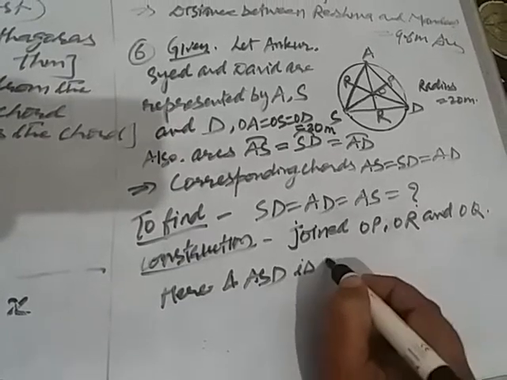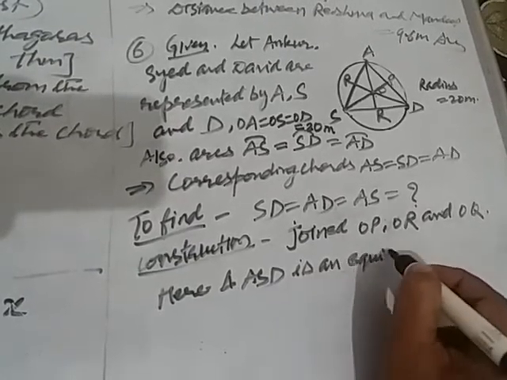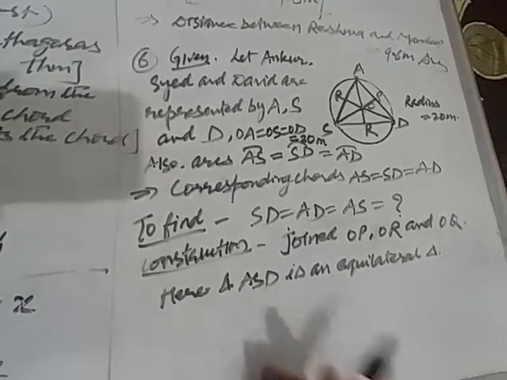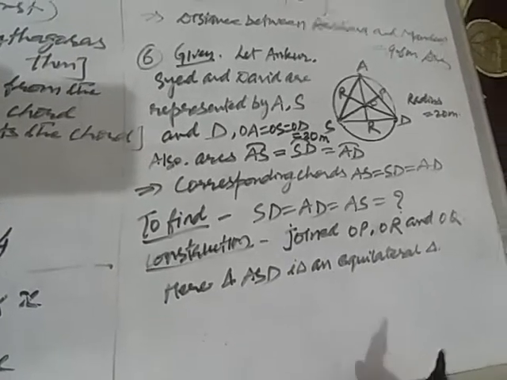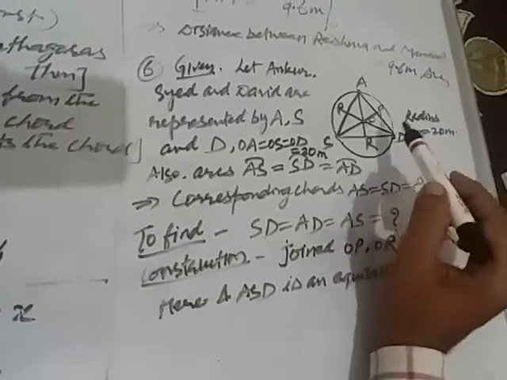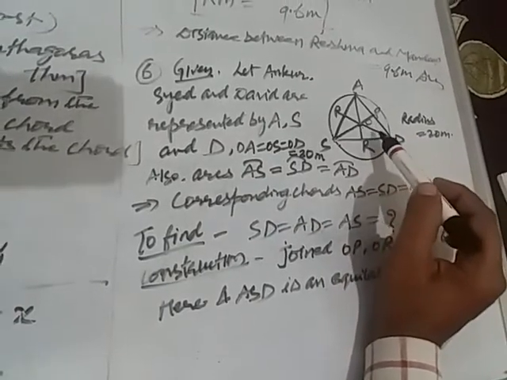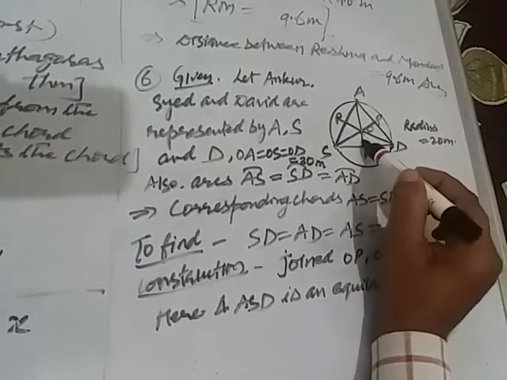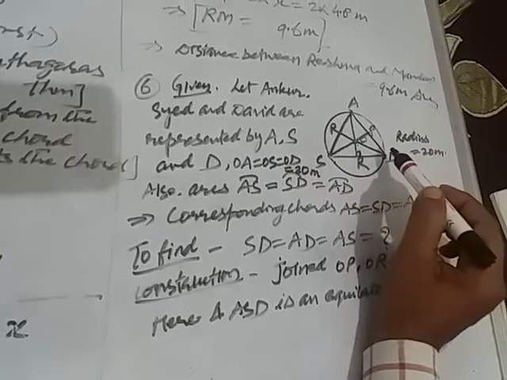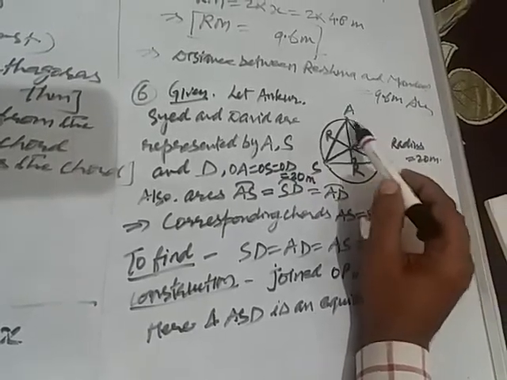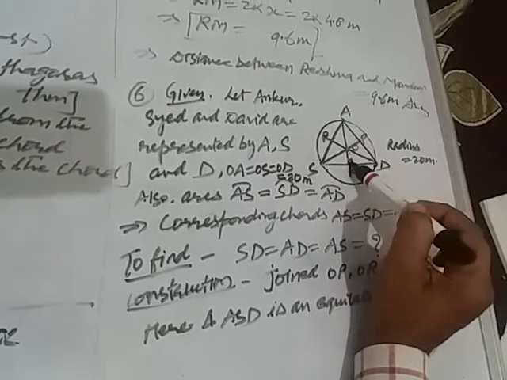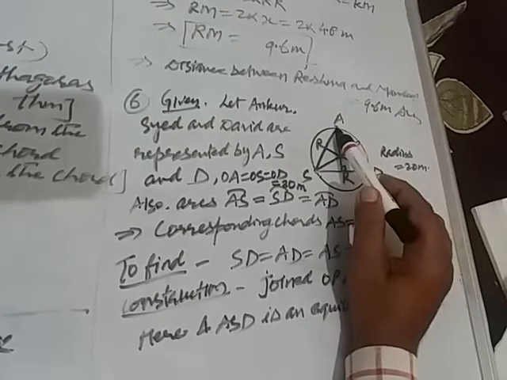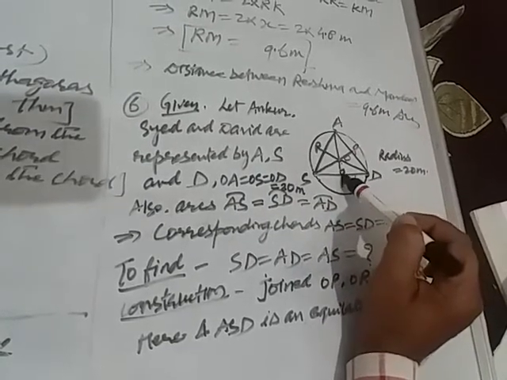Now triangle ASD is an equilateral triangle. Clear children? Now I told you centroid. Now see, this is an equilateral triangle. The perpendicular from the center to the chord bisects the chord. In an equilateral triangle, the line segment joining the vertex to the opposite side is perpendicular.